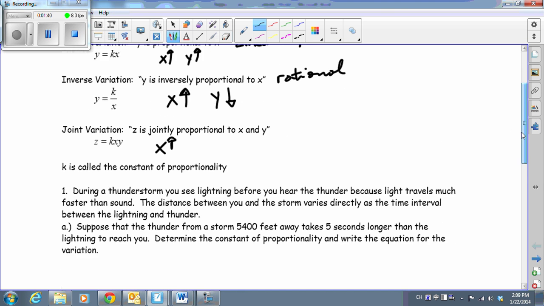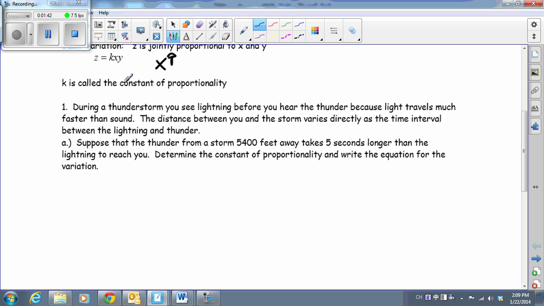Let's go straight to problem number 1. It says, during a thunderstorm, you see lightning before you hear the thunder, because light travels much faster than sound. The distance between you and the storm varies directly. This is important information. It varies directly as the interval between lightning and thunder. So here we have a direct variation.